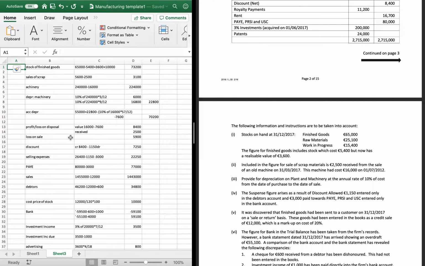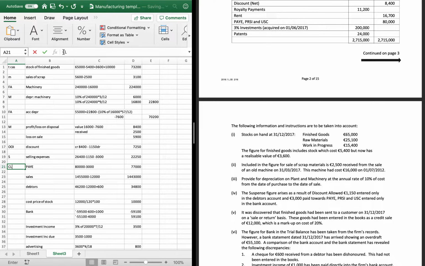So stock finished goods is finished goods, so it's trading and current asset. The sale of scrap material always goes in your manufacturing, because it's obviously to do with scrap material that comes from building stuff. Machinery is a fixed asset. Depreciation of machinery, again, machinery is used to make stuff, so it's manufacturing. Accumulated depreciation will go on the fixed assets. The loss on disposal, well, it's disposal of machinery, so it's manufacturing again. The discount is selling and distribution. That's a credit actually, so it's other operating income. Selling expenses will be your selling expense in the profit.